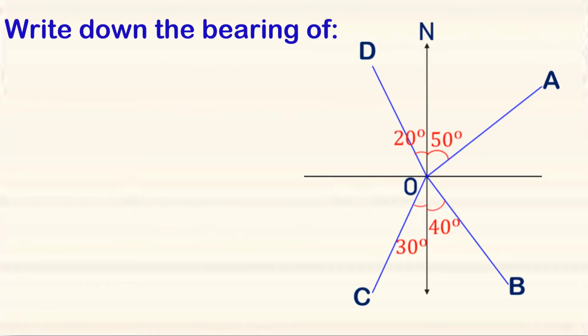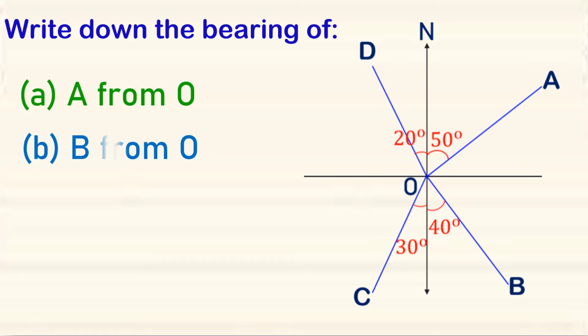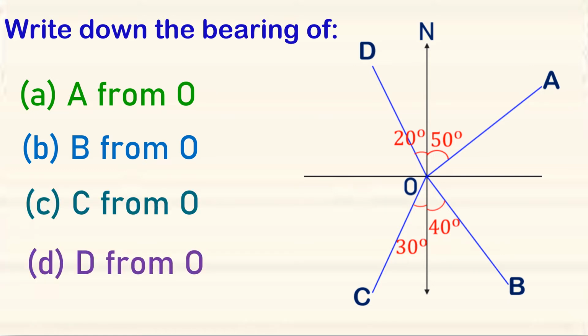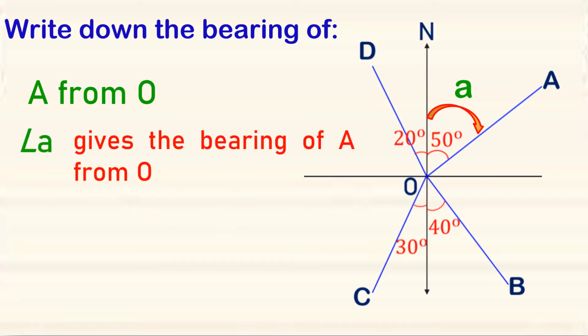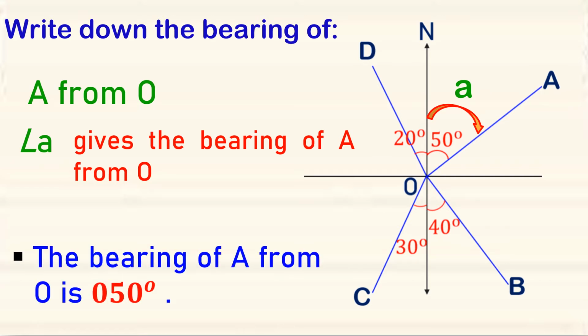So supposing we have this diagram, we write down the bearing of A from O, B from O, C from O, and D from O. First, we are going to measure clockwise from the north at O to the line joining OA to determine the bearing of A from O. From O, going to the north, angle A gives the bearing of A from O. So the bearing of A from O is 50 degrees because angle A is 50 degrees.